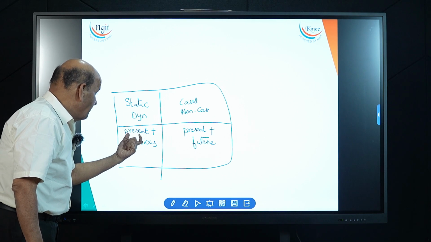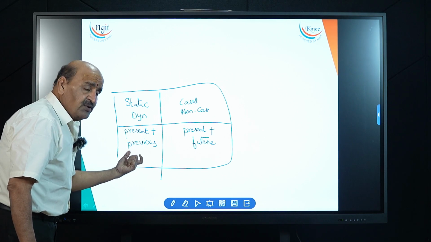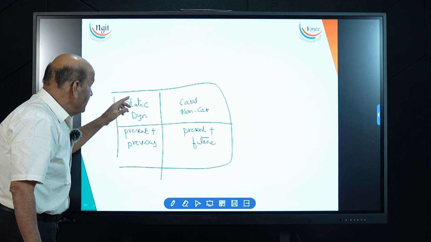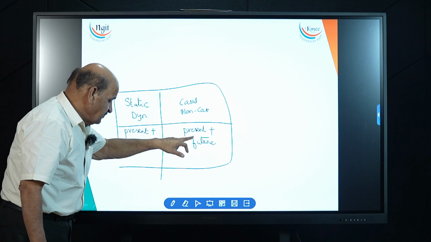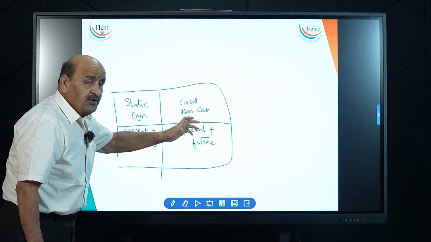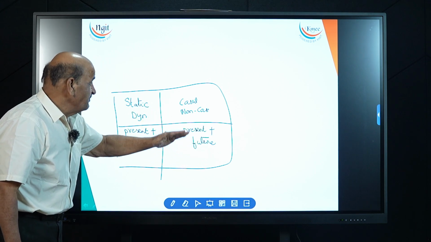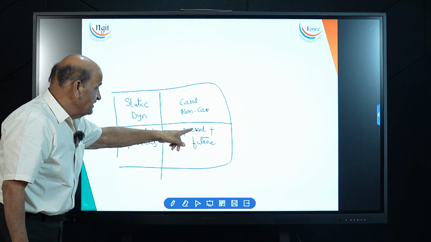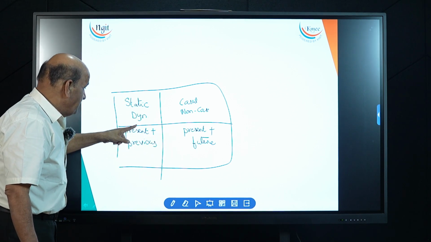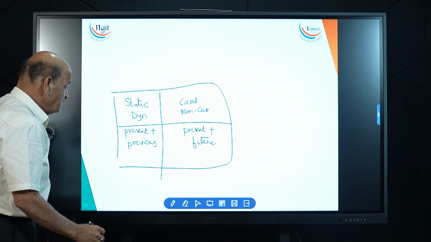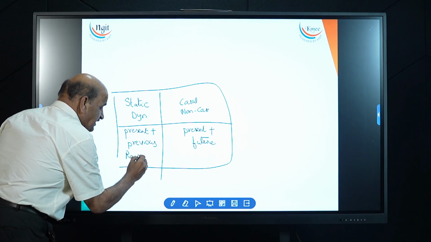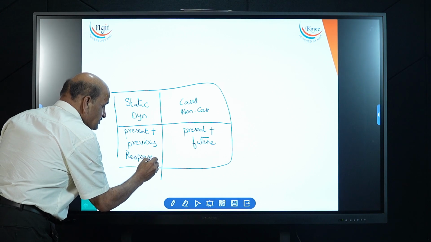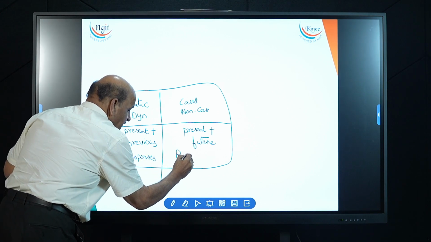Along with the present response, if previous concepts are included, definitely you have to say it belongs to either static or dynamic. Along with the present, if future concepts are included, you have to shift your discussion towards causal and non-causal systems. Here it is present and future. Here, present plus previous responses. So students have to make a clear-cut difference between these two.